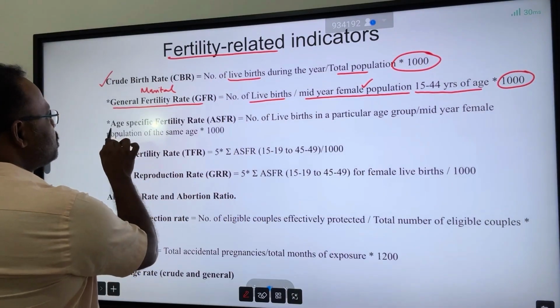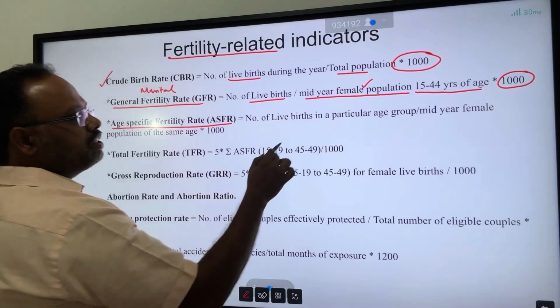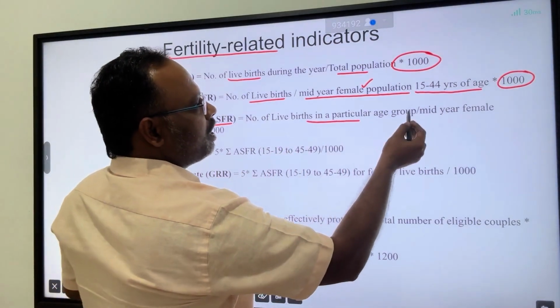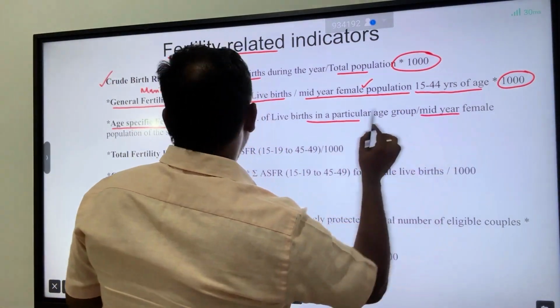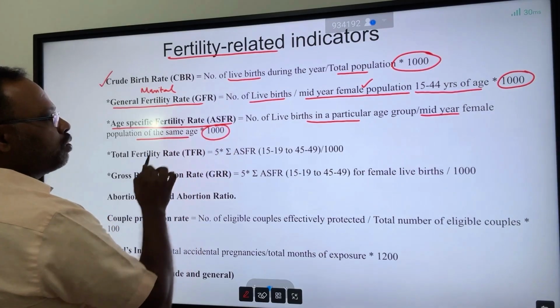Then we have the age-specific fertility rate, that is the number of live births in a particular age group divided by the mid-year female population of the same age, expressed per 1000.